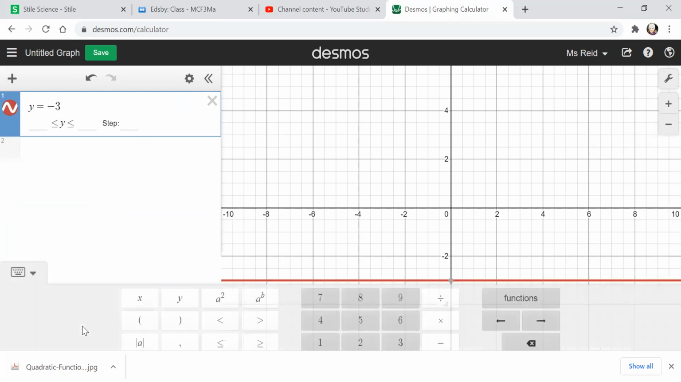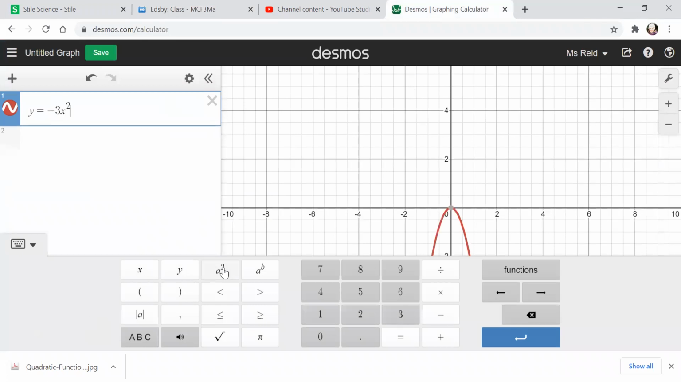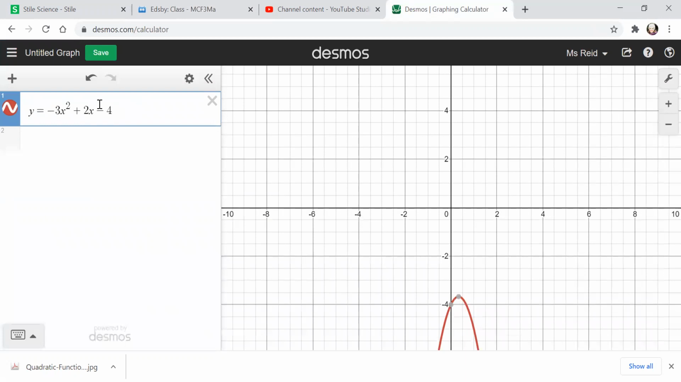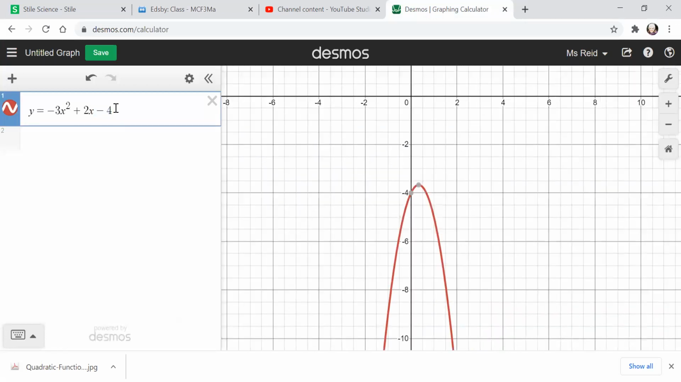-3x squared plus 2x minus 4. Based on this standard form, it should cross the y-axis at what value? What's my C value here? What's my C value? -4. Does it cross at -4 on the y-axis? Yes. Okay. What's my A value? -3. Thank you, Brianna. -3.